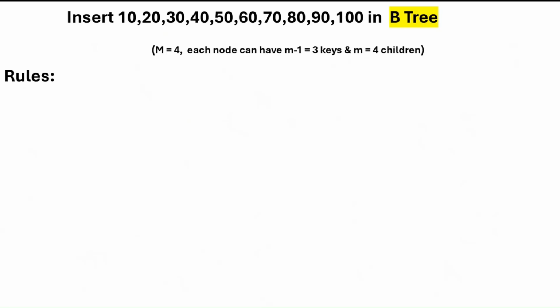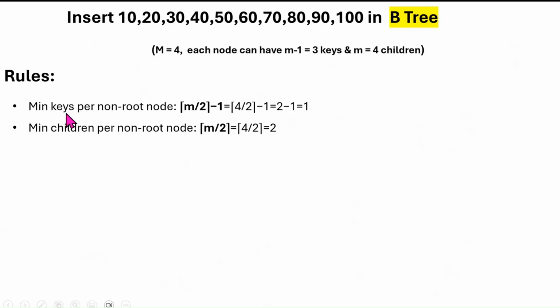So let's say we insert the same values in the same order in a B tree first. Right? There are certain rules to follow whenever we are constructing the B tree. The first two rules: the minimum keys per non-root node should be m divided by 2 minus 1, which is 4 divided by 2 minus 1, so 1. Minimum children per non-root node should be m divided by 2, because it will always be 1 greater than keys. That's why it is m divided by 2: minus 1 plus 1, which is m divided by 2.